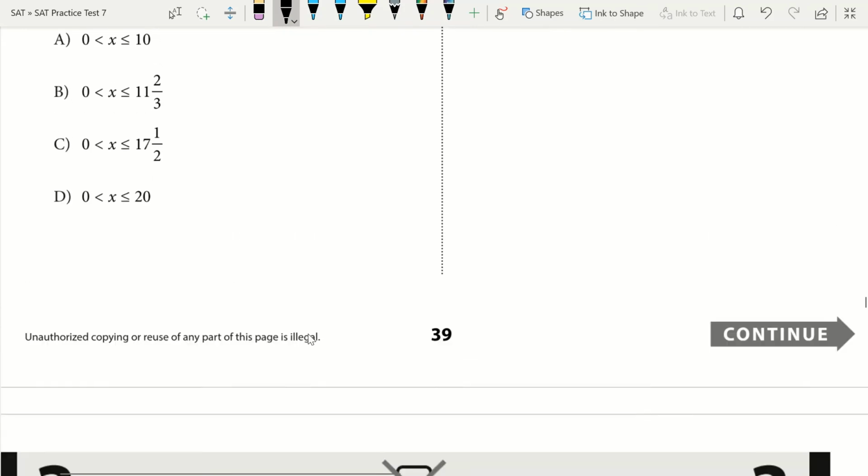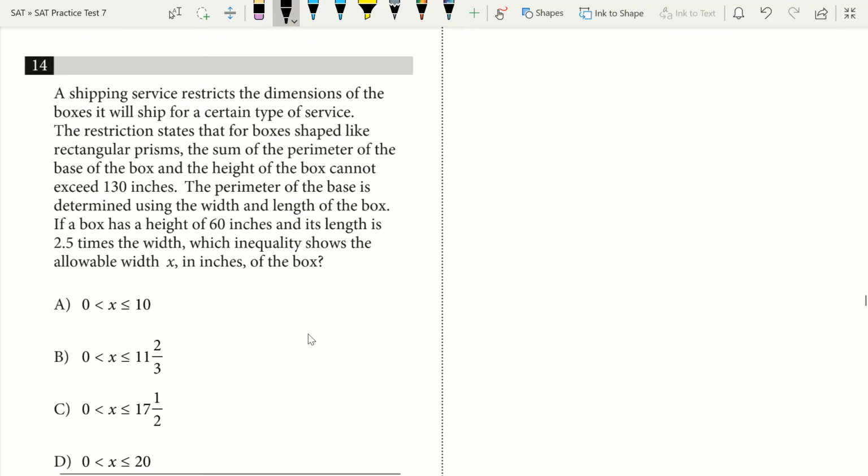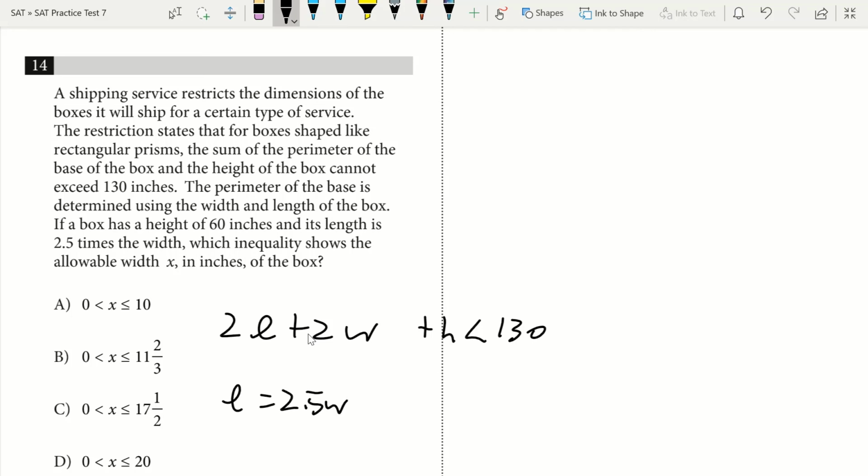Question 14. A shipping service restricts the dimensions of the boxes it will ship for a certain type of service. The restriction states that for boxes shaped like rectangular prisms, the sum of the perimeter, which is 2L plus 2W, of the base of the box and the height cannot exceed 130 inches. The perimeter has to be less than 130. The perimeter of the base is determined using the width and length of the box. If the box has a height of 60, its length is 2.5 times its width, so L equals 2.5W. Which inequality shows the allowable width x in inches of the box?